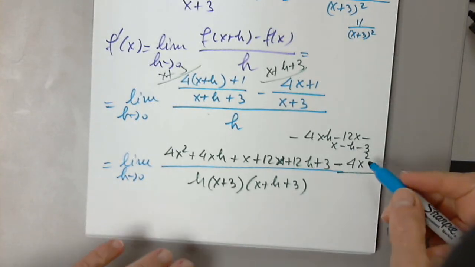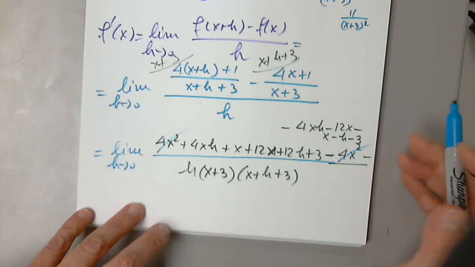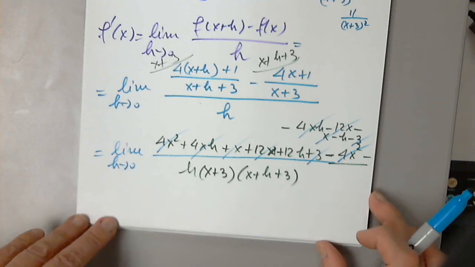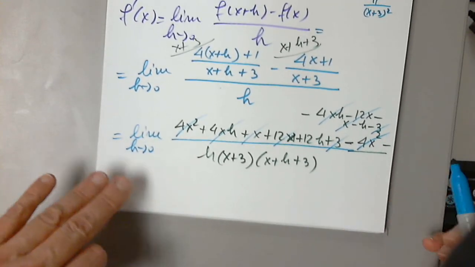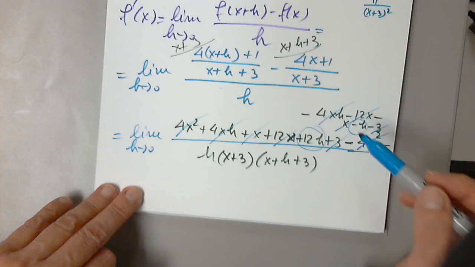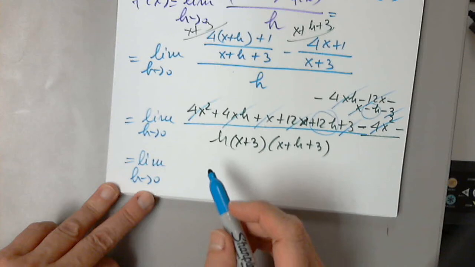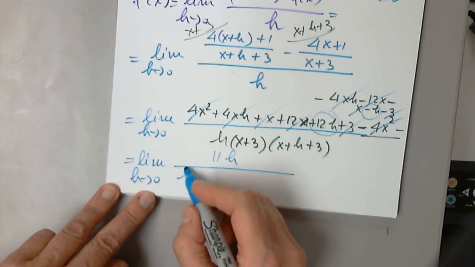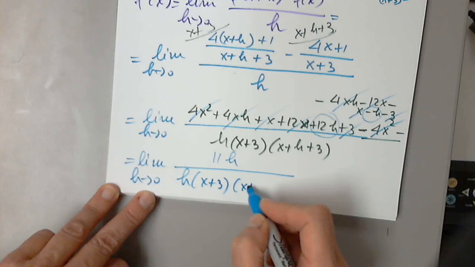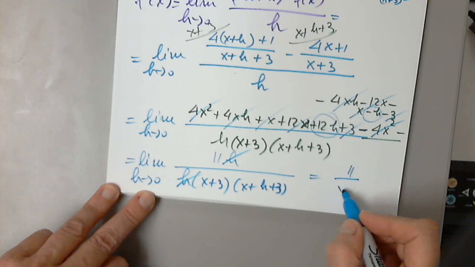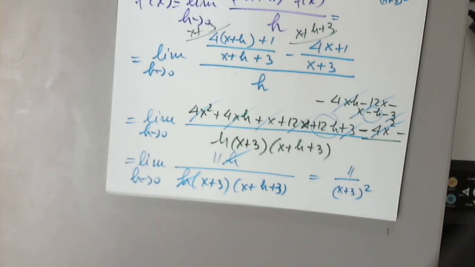Okay, so the 4x squared with a positive, the negative with positive, the negative 12x with positive 12x, the negative 3 with positive 3, the negative x with positive x. And the numerator has only these two left. So the limit as h approaches 0 of 11h divided by h, x plus 3, x plus h plus 3. These two go away. So this is indeed 11 over x plus 3 squared, as expected.